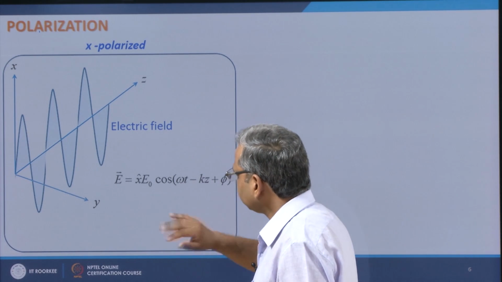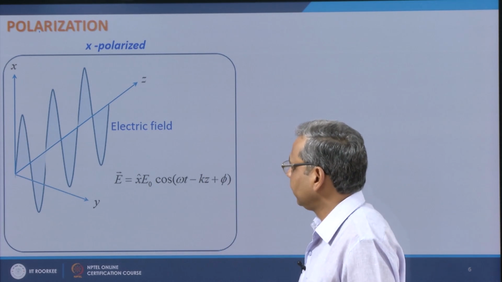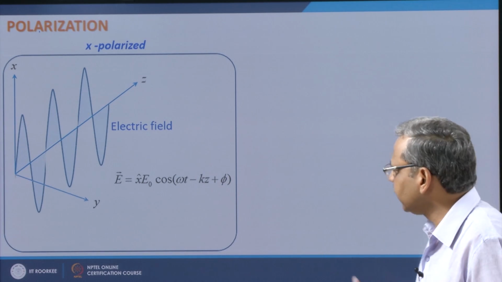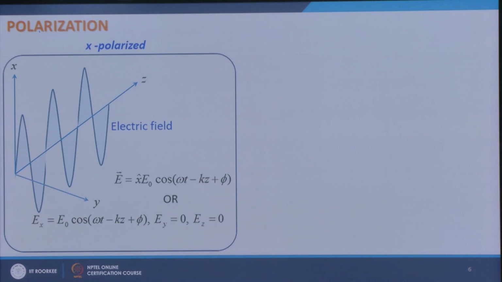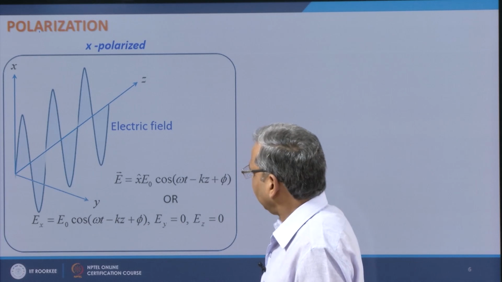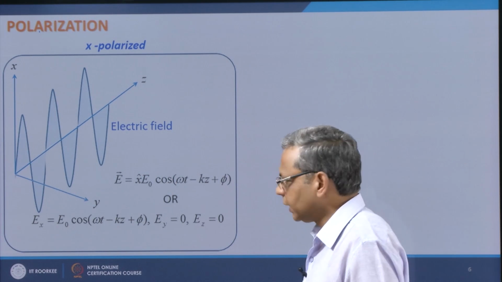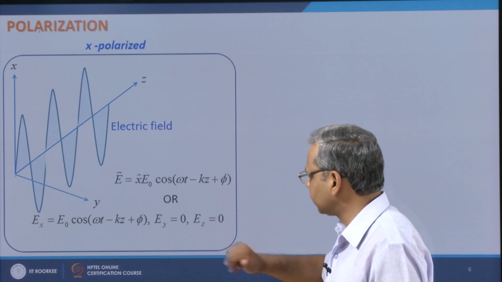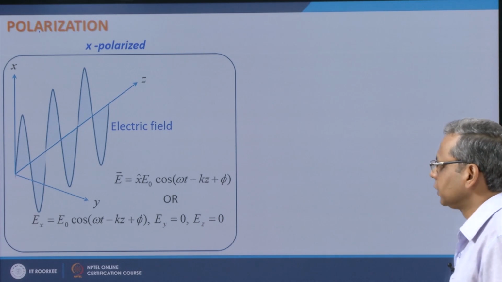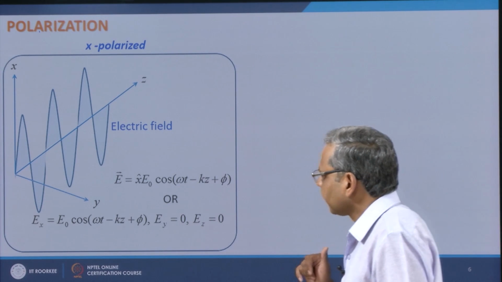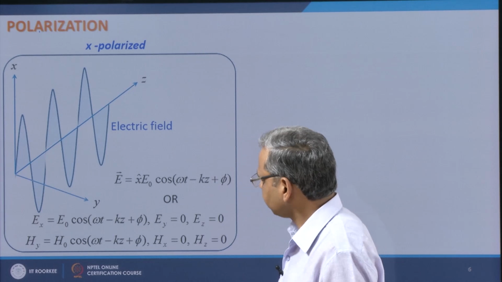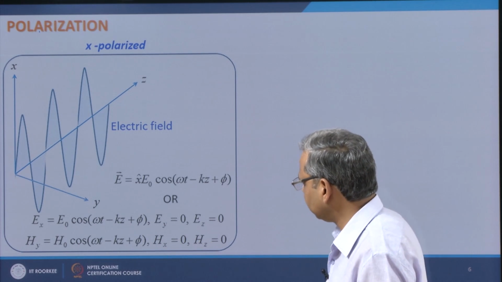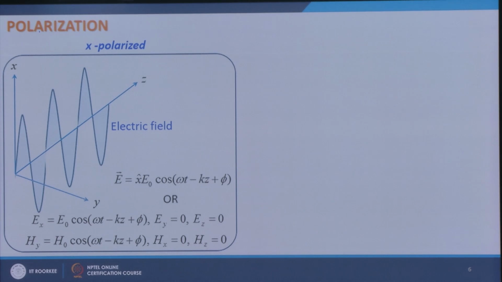And the electric field in general now can be given, for an x polarized wave, as x cap E0 cosine omega t minus kz plus phi, where phi is an arbitrary phase. It decides where you start your clock. So, I can also write this in terms of x, y, z components of electric field as Ex is equal to E0 cosine omega t minus kz plus phi, Ey is equal to 0 and Ez is equal to 0. Ez is of course 0 because they are transverse waves. Correspondingly, I can get the components of magnetic fields. Now, Hy would be H0 cosine omega t minus kz plus phi, Hx would be 0 and Hz would be 0. So, this is x polarized wave.